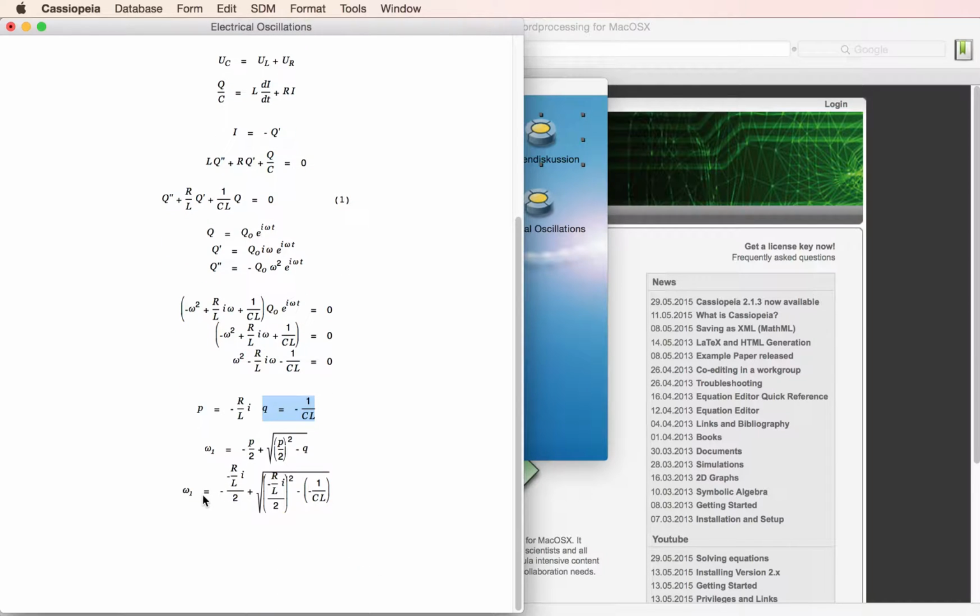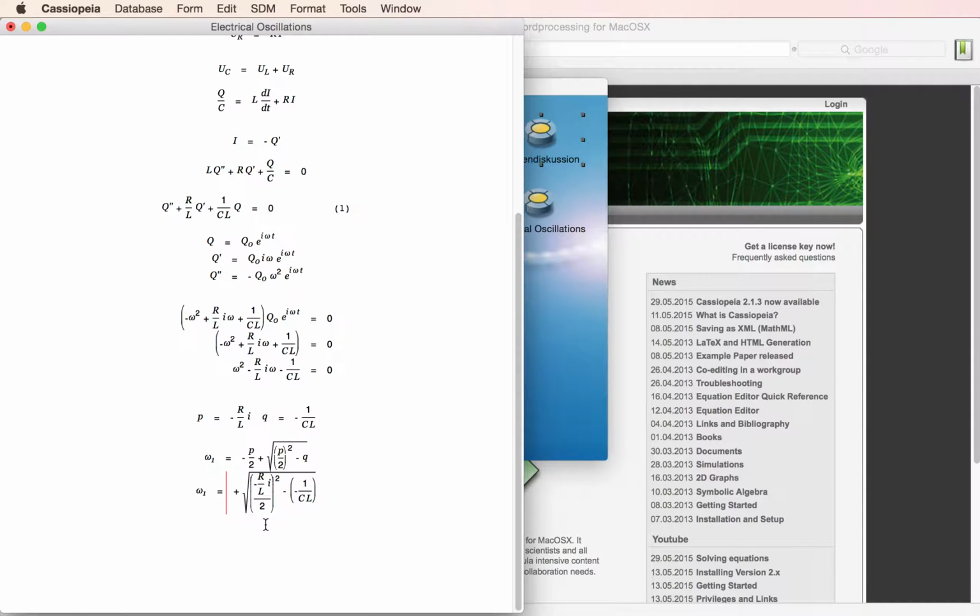And get omega 1. Can help this a bit here. This is R over 2L, I, the minus cancels out. R over 2L minus, and we have the same here.